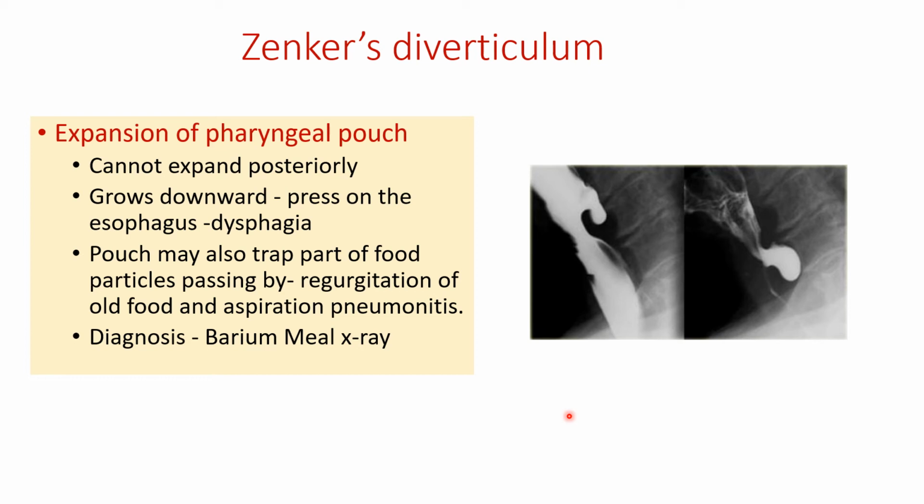It can also trap part of the food particles that are going downwards. So it can result in regurgitation of undigested food, and aspiration pneumonitis can occur. The diagnosis of Zenker's diverticulum is by barium meal X-ray.